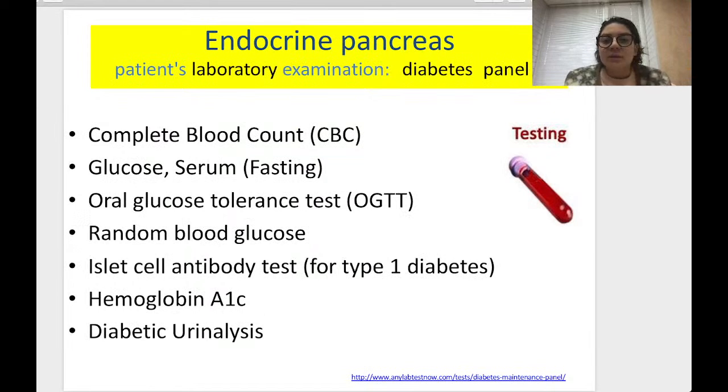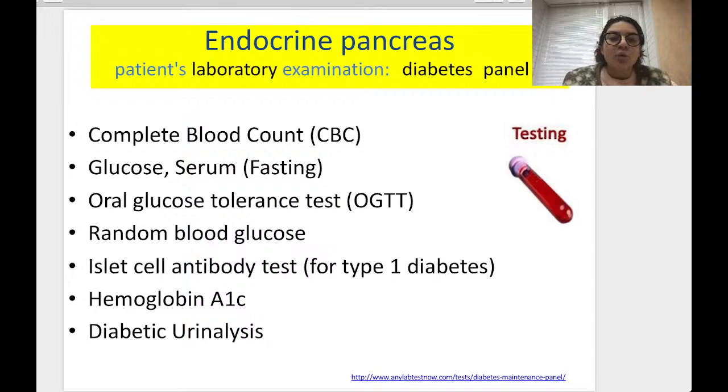Okay, what panel of laboratory tests do we usually do for diabetic patients? Yes, as usual, as for all our patients, it is CBC, complete blood count. It is glucose, usually serum glucose. It can be, most often, fasting glucose. What I told you: it is taking venous or capillary blood in the morning before breakfast after at least 8 hours of hunger after night.